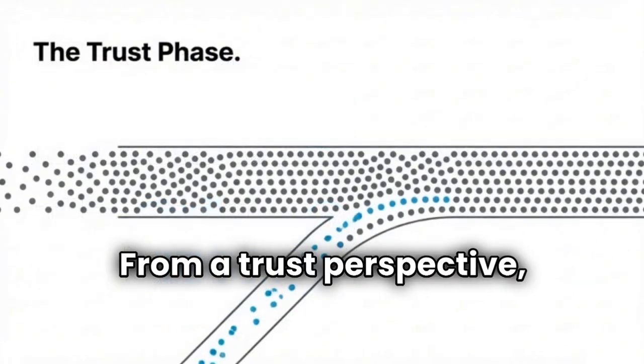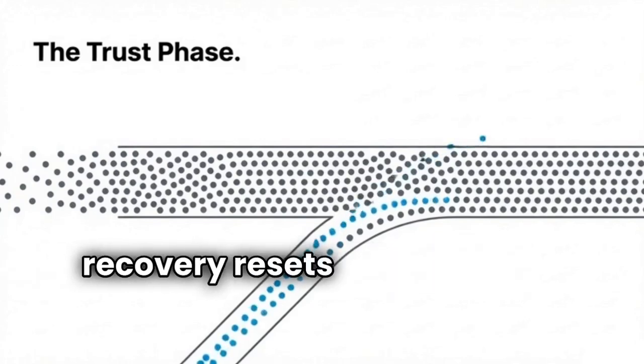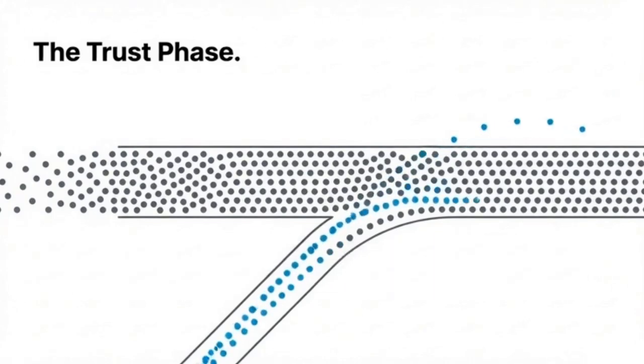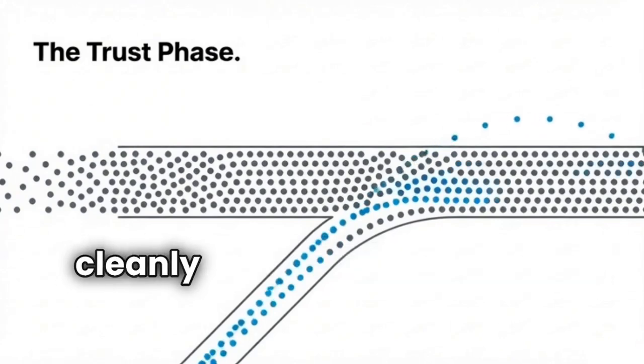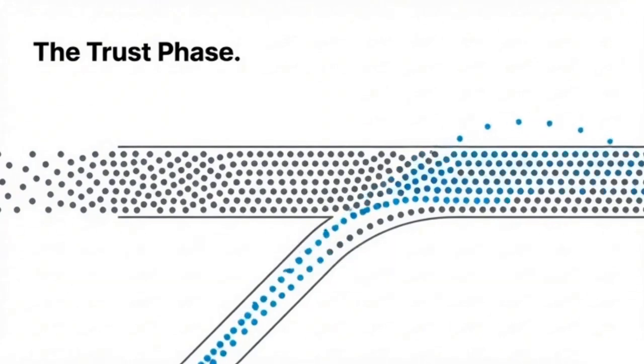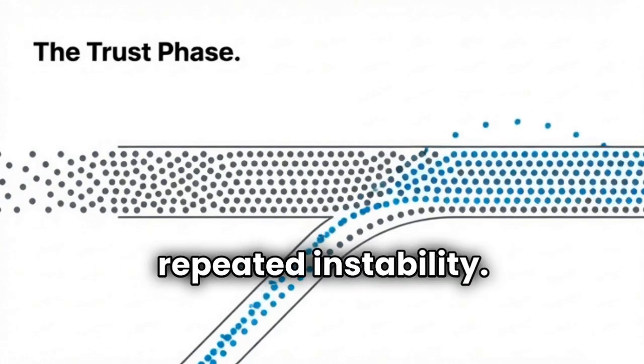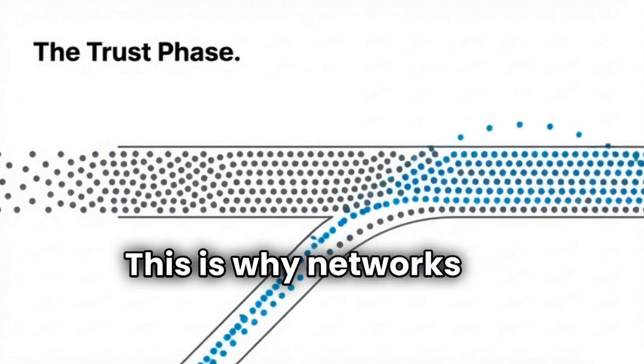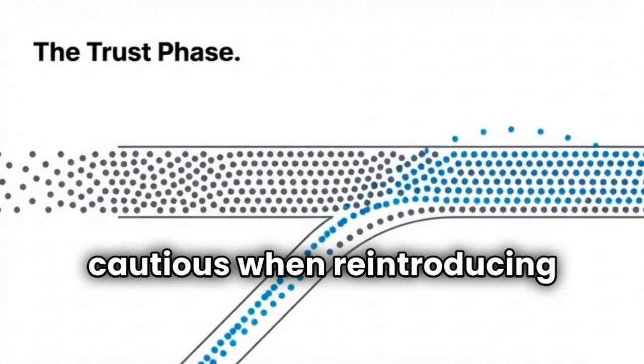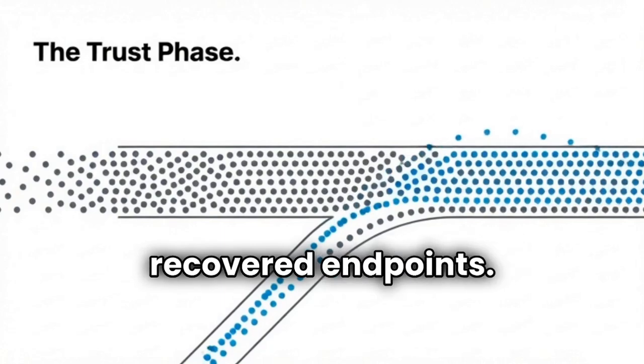From a trust perspective, recovery resets expectations. An endpoint that has recovered cleanly can be trusted again. An endpoint that recovers poorly may cause repeated instability. This is why networks are cautious when reintroducing recovered endpoints.